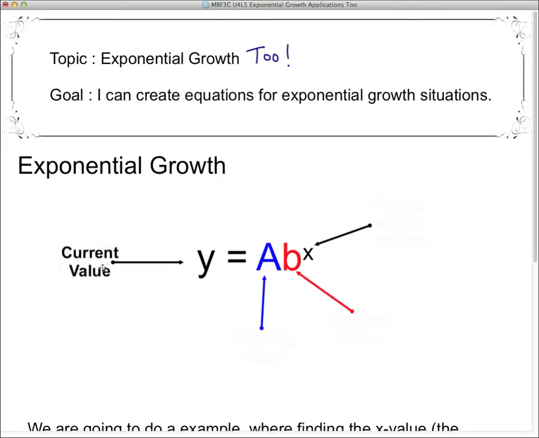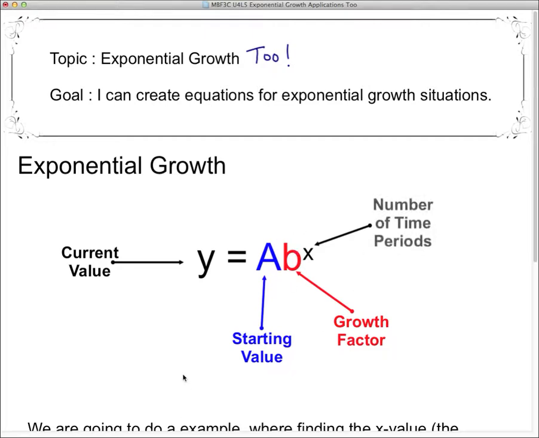This gives us the current value. The A down here is the starting value. This B here is our growth factor. And the little x, the exponent, is the number of times that this growth factor comes into play, which we call the number of time periods.